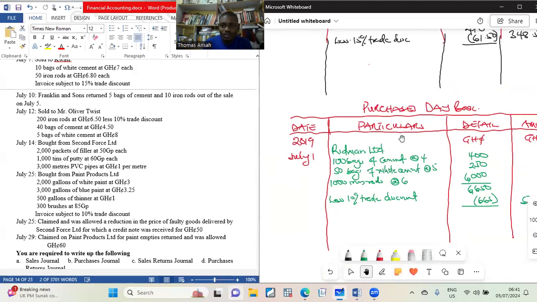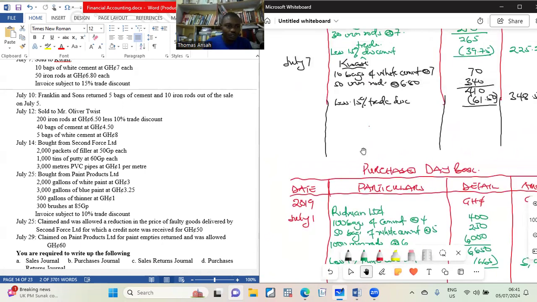So let's go to the sales. So it means that very soon I need to start shifting these things more, or this is the last sale, perhaps. So let's change the color again. So we have July 12, all right, and we have Oliver Twist. Okay, so what happened? 200 iron rods at 6.5. All right, so how much is that?